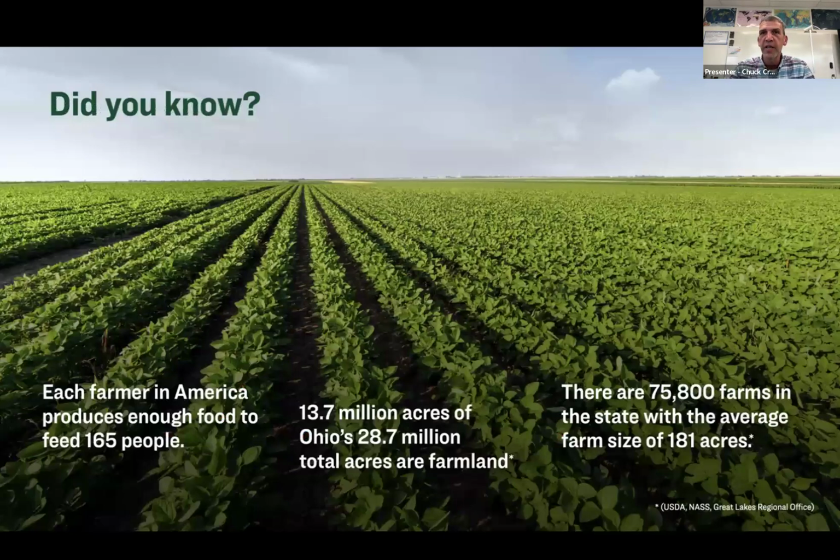For us here in Ohio, we are fortunate because we have a great agricultural industry. As these screens show, each farmer in America produces enough food to feed 165 people. 13.7 million acres of Ohio's 28.7 million total acres are farmland. People don't realize how much farmland there is, and sometimes people just need to jump in a car and drive, and you'll see what's going on.